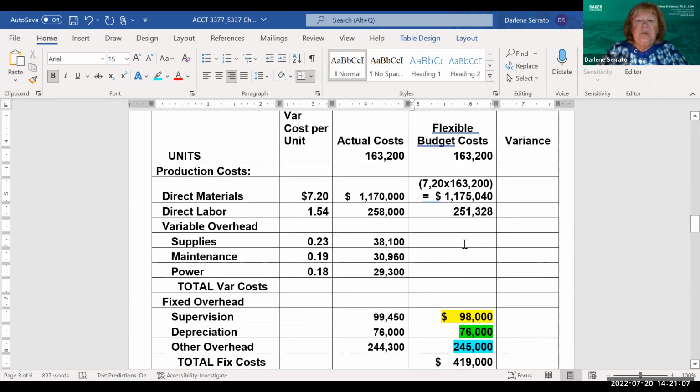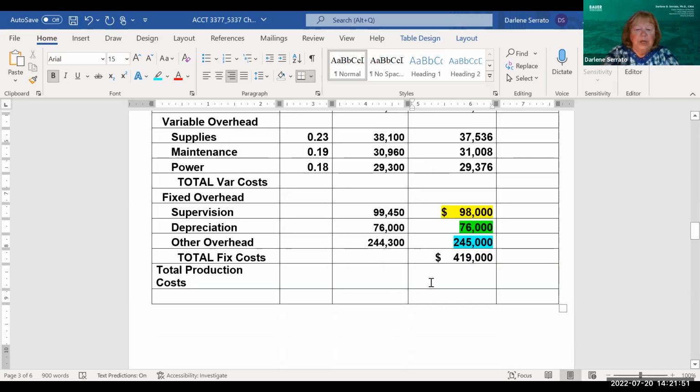Flexible budget for supplies, 23 cents times the 163,200 will give me 37,536. Maintenance, flexible budget will be 29,376. 31,008. And the 18 cents ends up being $29,376.